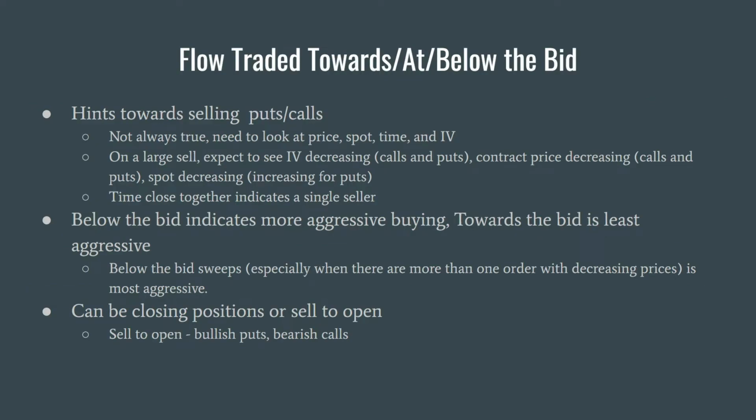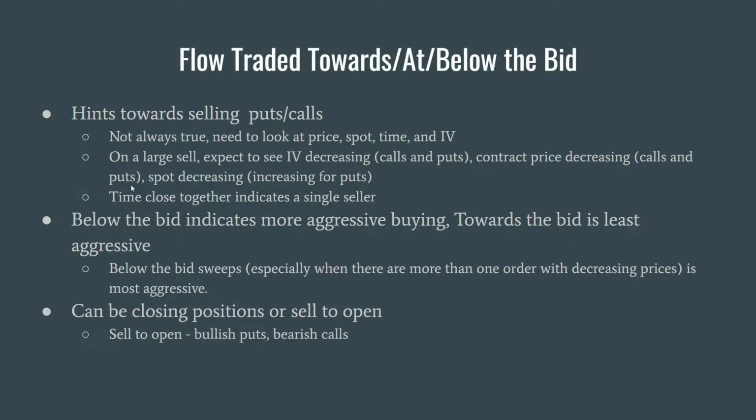Now on the flip side, flow traded towards, at, or below the bid. These are hinting towards selling, but again, you need to look at things like IV, spot, time, the price of the contract. So on a large sell, expect to see IV decreasing. That's for both calls and puts. Contract price decreasing for calls and puts, and spot price decreasing for calls and increasing for puts. But these two, the IV decreasing and the contract price decreasing, are the most important things to look for. As large orders start pulling out, you have things like IV and contract price starting to slide down with that.